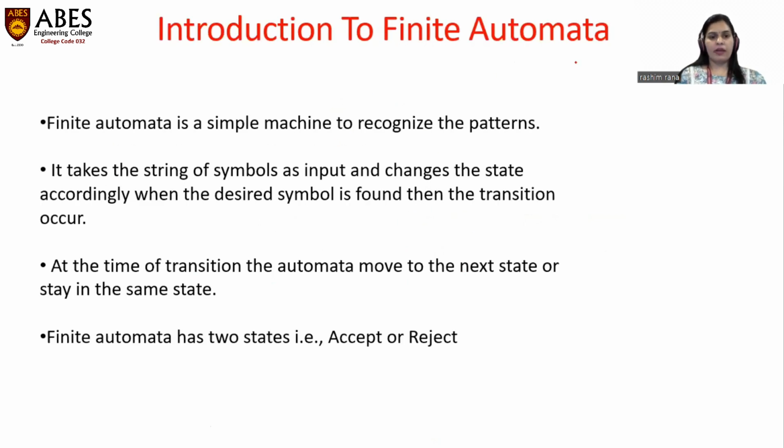Introduction to finite automata. Finite automata is a simple machine to recognize patterns. It takes a string of symbols as input and changes the state accordingly. When the desired symbol is found, the transition occurs. At the time of transition, the automata moves to the next state or stays in the same state. Finite automata has two outcomes, that is, accept state or reject state.